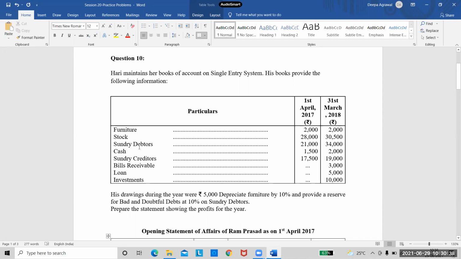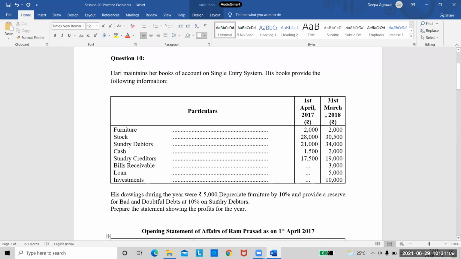So see the information. Furniture, stock, debtors, cash, all these four are assets. Creditors is a liability. Then bills receivable is an asset. Loan is a liability. And the last one, investments, is an asset. So we know which are the assets and which are the liabilities. And the last three items are not there for the opening balances, so we will not take them when we are doing the opening capital. Now see the remaining information.